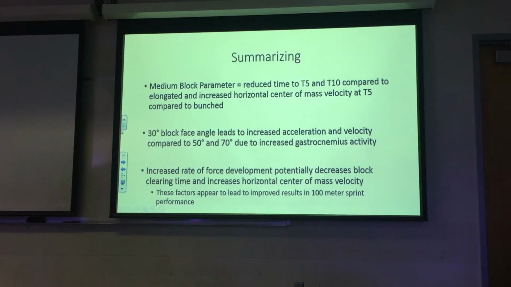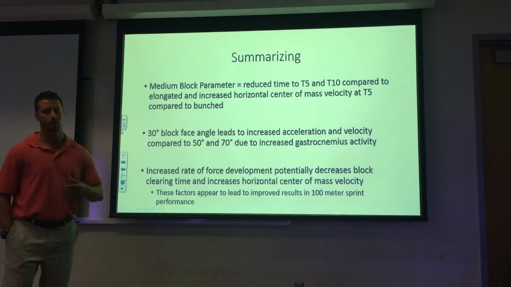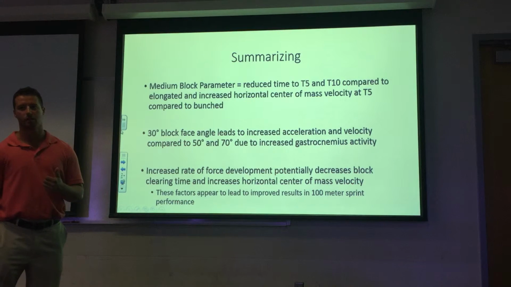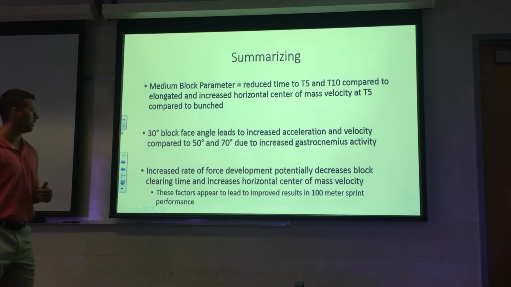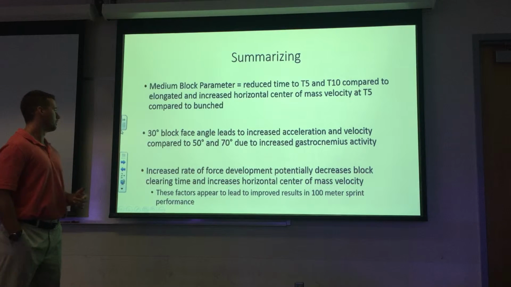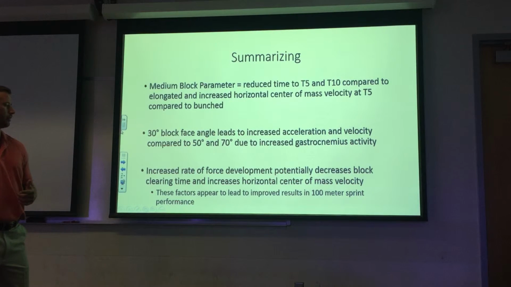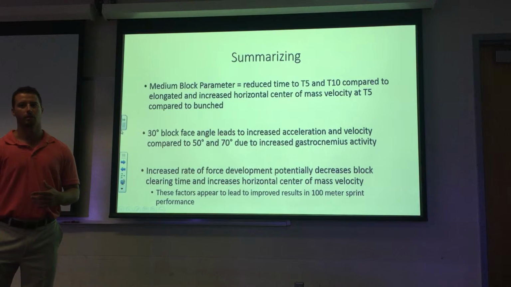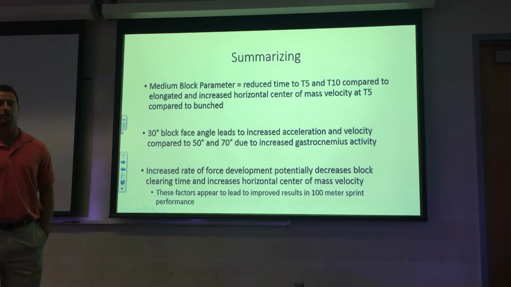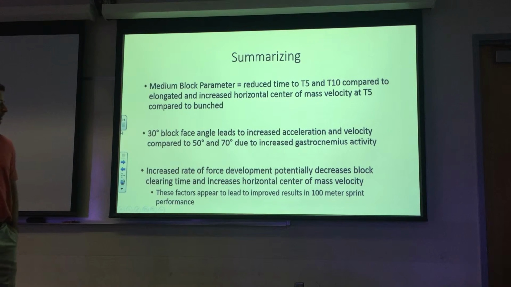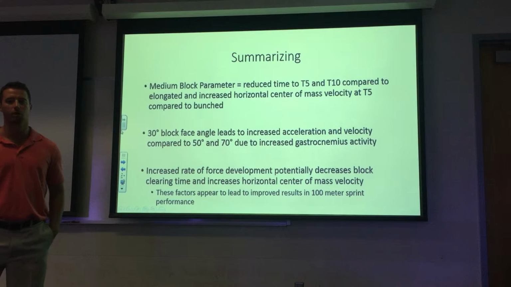All right, so I'll summarize quickly here. We're going to use a medium block parameter for the reasons I discussed earlier. If you want to rewind and check that out, go ahead. A 30-degree block face angle. Again, I already stated the reasons. You can rewind and check that. And increased rate of force development potentially decreases block time and potentially increases our performance in the 100-meter, specifically the start. So those are factors that appear to improve 100-meter sprint performance.